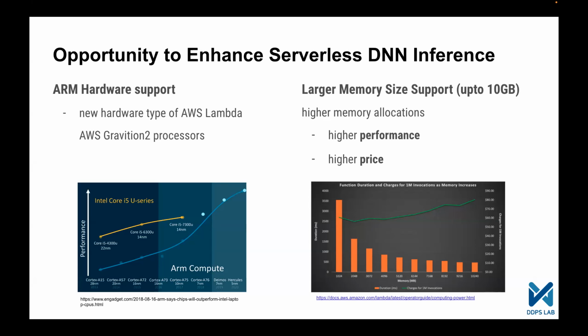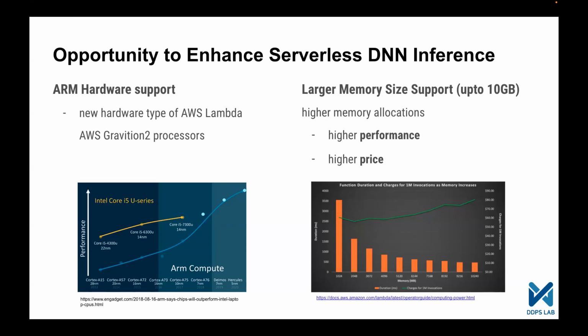Despite the computing opportunities for performance optimization, AWS announced the AWS Graviton 2 processor for AWS Lambda based on ARM architecture. Now we can choose the hardware type in serverless computing. Recently, CPUs based on ARM architecture are trending ahead of Intel-based CPUs in terms of performance, as you can see in the graph. So this new hardware for AWS Lambda can bring high performance for deep learning inference tasks.